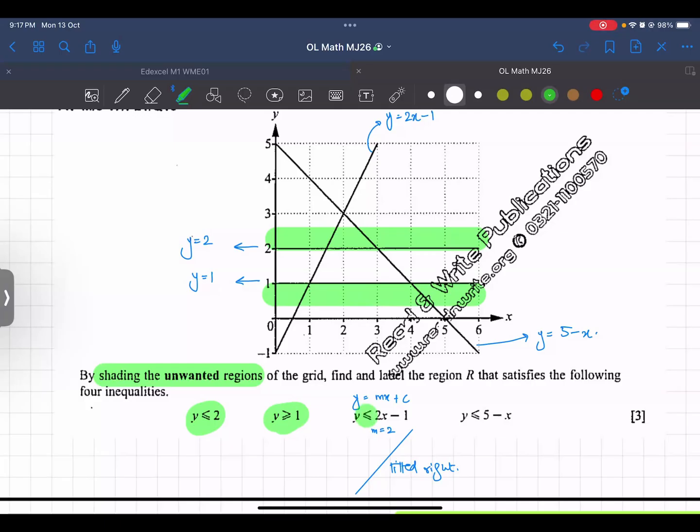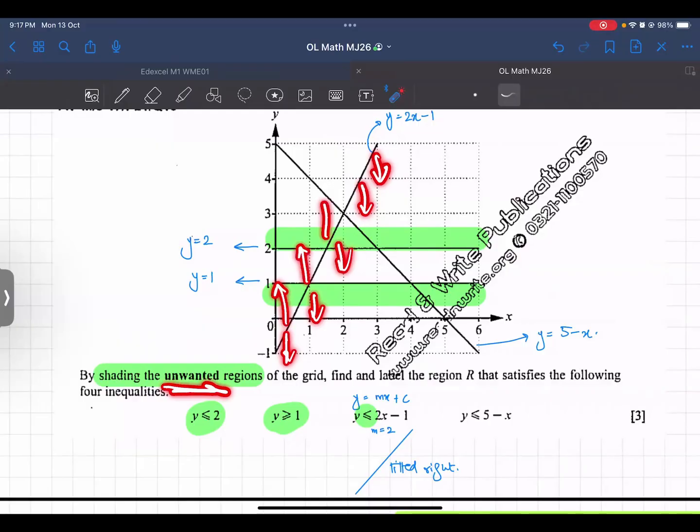Then the next one is y less than 2x minus 1. Less than 2x minus 1 means that the part below the line is your wanted part. But you want to shade the unwanted, so which would be the part above this? Opposite, yes, upwards. So this part.